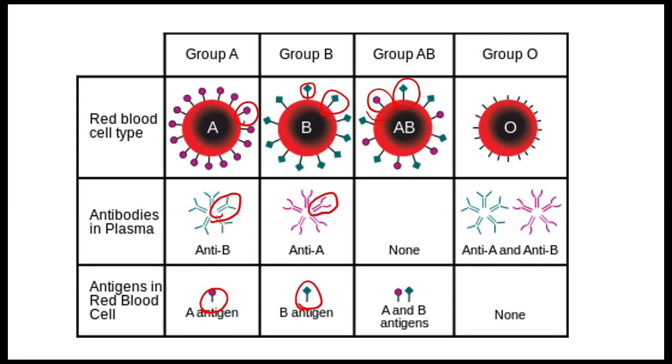Each one of these antibodies fits over the antigen of the opposite blood type and basically blocks it. It's the same as an immune response for something like COVID after being vaccinated: your body will have antibodies against the spike protein to block it from entering your body and your cells.